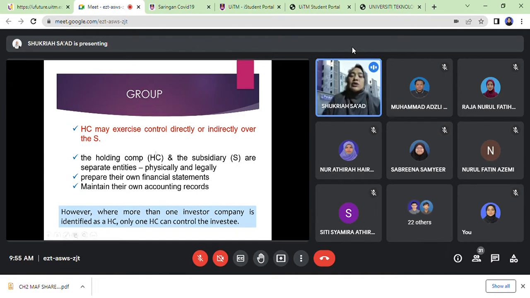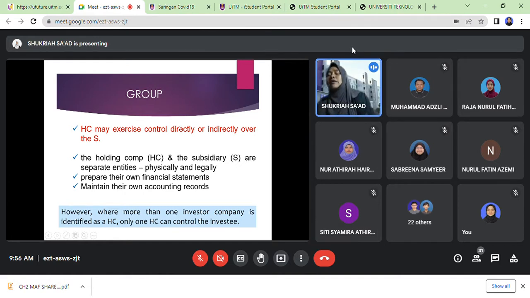Okay, so because of the separate entities, both need to prepare their own financial statement. Kalau tak ada their own financial statement, macam mana kita nak prepare group account? Macam nak combine financial statement holding dengan financial statement subsidiary. So they still need to prepare their own financial statement as well as maintain their own accounting records. Okay, so this is something that I need to highlight. We are going to highlight further, okay, with regards to the controlling interest.